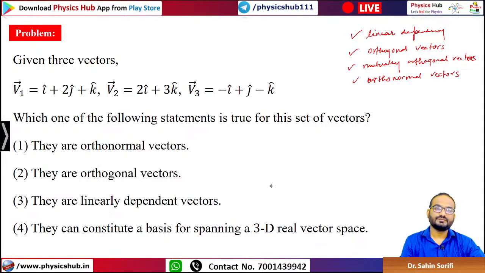Okay, now take this problem as homework. You can do it in a few seconds, 30-45 seconds. V1, V2, V3. Which one of the following statements is true for this set of vectors? Orthonormal vectors, orthogonal vectors, linearly dependent vectors, they can constitute a basis for spanning a 3D real vector space.